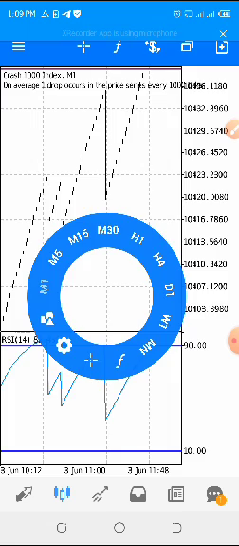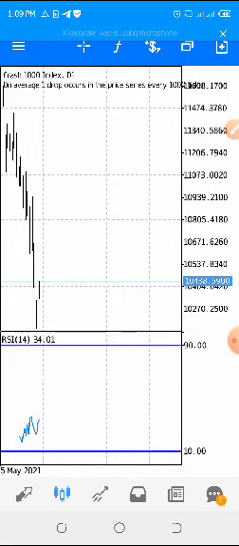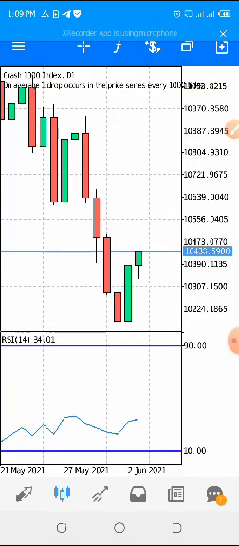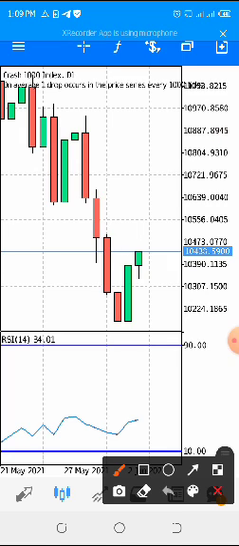Now, let's go to daily. I'm on this crash 1000 on daily. If you look at it, since yesterday crash 1000 has been buying. Look at this, we have two strong bullish candles. So this is a strong bullish trend.